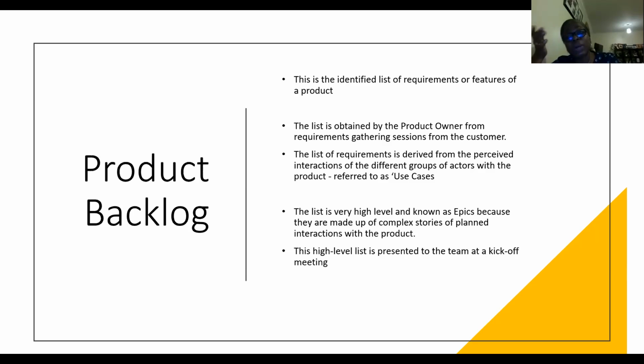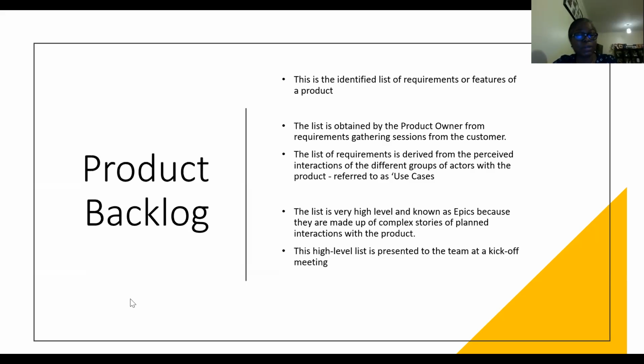The list of requirements is derived from the perceived interactions of the different groups of actors with the product, referred to as use cases, which means, obviously, when you have a product, you would have multiple users of that product. So the backlog takes that into consideration, and the stories are for all the use cases. The list is very high level and known as epics.